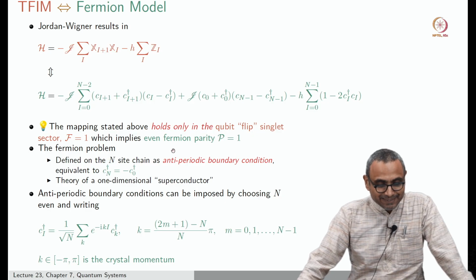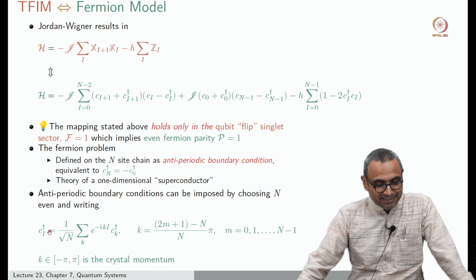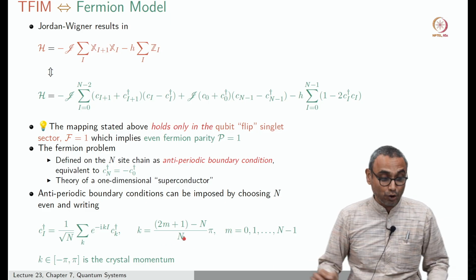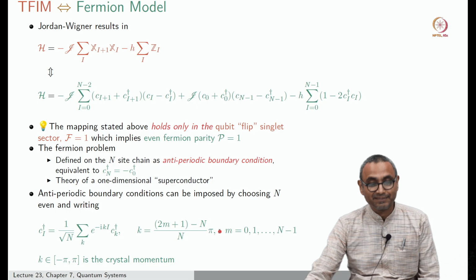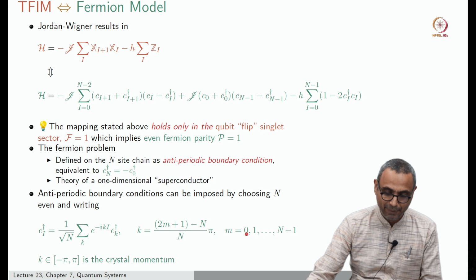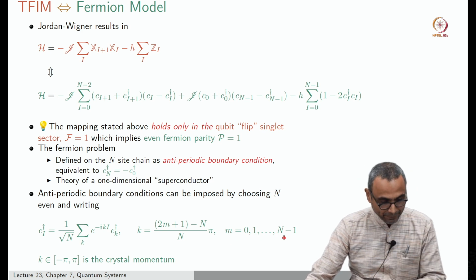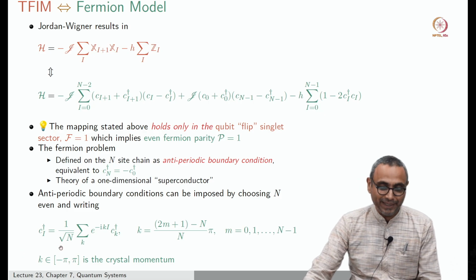And to impose this condition, C dagger n is equal to minus C0, we write these site operators in terms of momentum operators, which we had discussed in the last lecture. And what we will see is that the allowed values of momenta, if n, the number of sites, is chosen to be even, will turn out to be these values of k, right? There are n such values of k, listed by m going from 0 to n minus 1. Okay, and this k is called the crystal momentum, the momentum in the crystal.